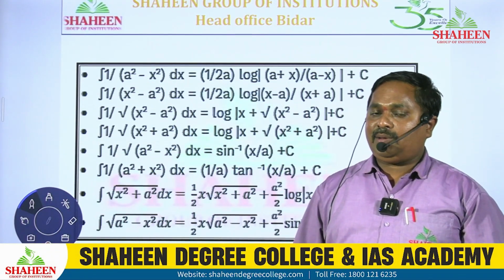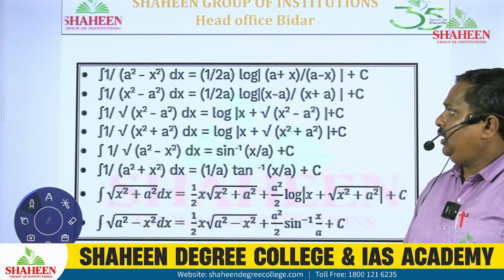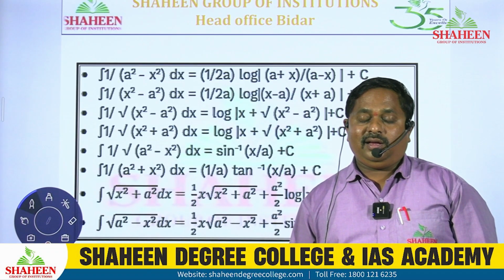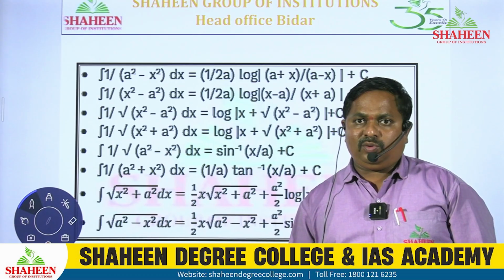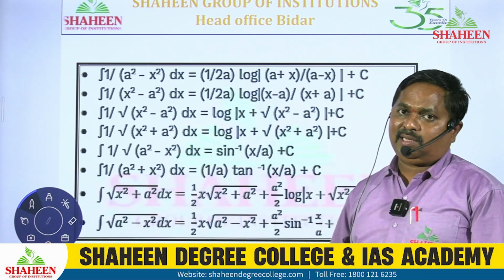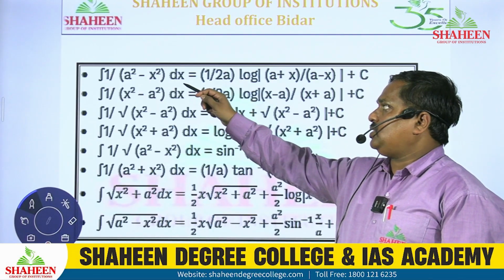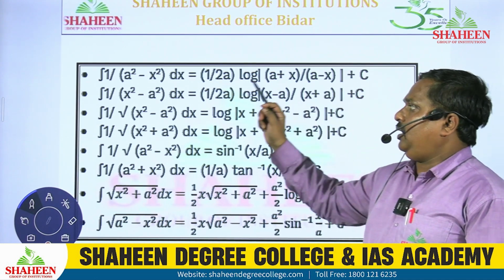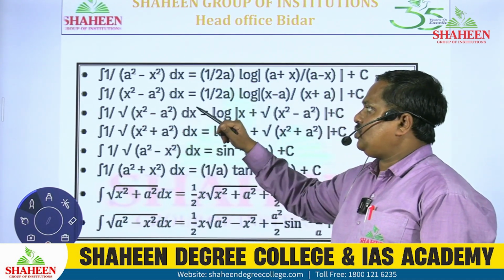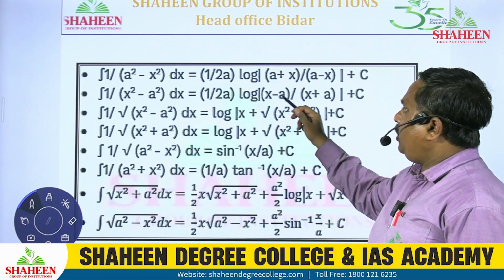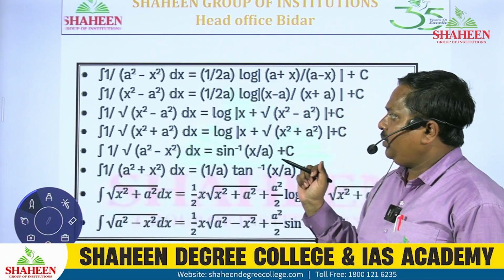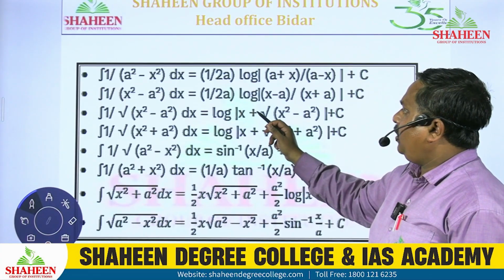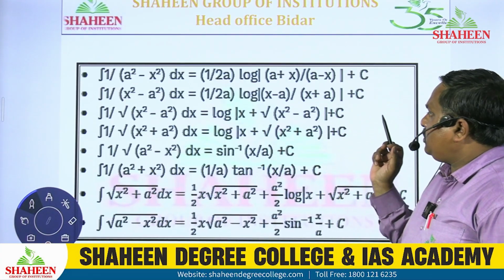So we have some integral formulas, and I think you know all these formulas. In the NCERT textbook, we have around 9 formulas. The first is integration of 1 divided by a square minus x square, equal to 1 by 2a log of a plus x divided by a minus x, plus c. The second is 1 divided by x square minus a square dx, which is 1 by 2a into log of x minus a divided by x plus a, plus c. If we have 1 divided by under root x square minus a square dx, then this is log of x plus under root x square minus a square, plus c.